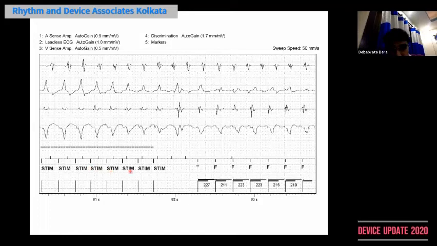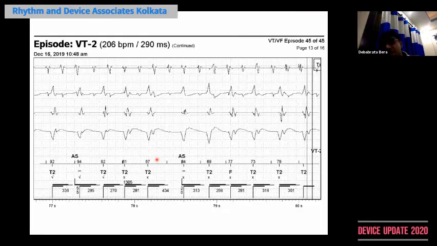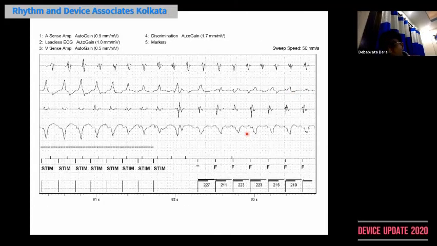Now it has given an ATP, which is called stim. Now look at the QRS morphology, which has changed. Look at the morphology before, here. This is the main morphology, discrimination; you need to look at it. This is the main channel which will tell you whether the device is going to call it VT or SVT. Now, when you look at the morphology, it has changed. The leadless ECG and both of the far field have changed.